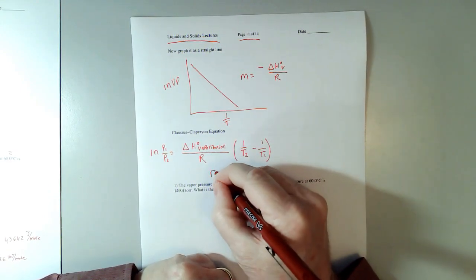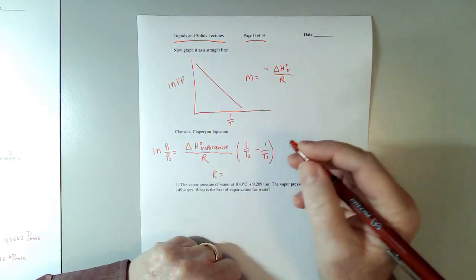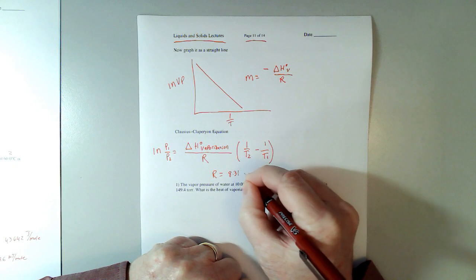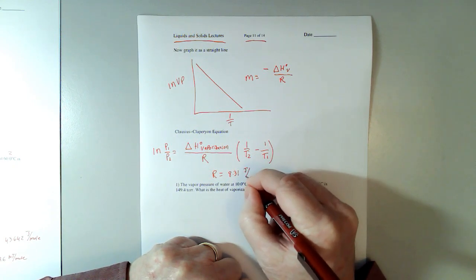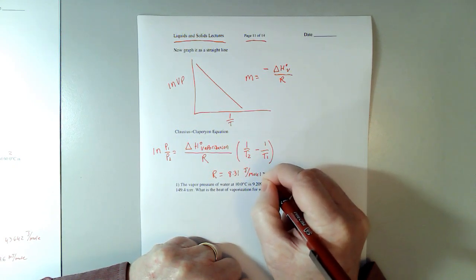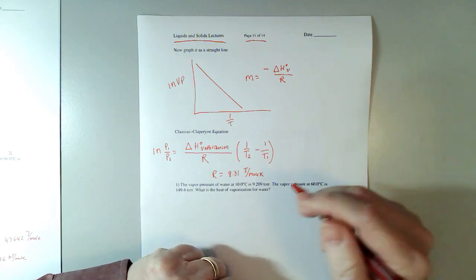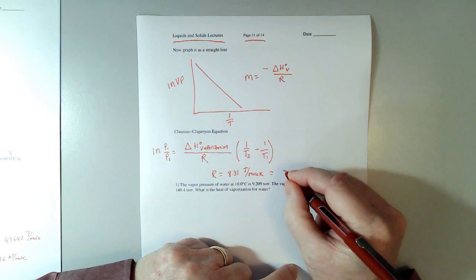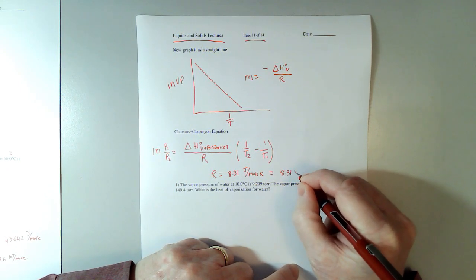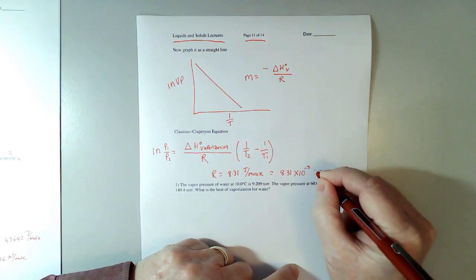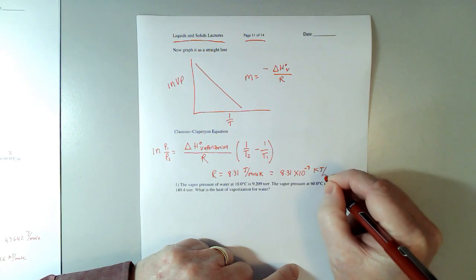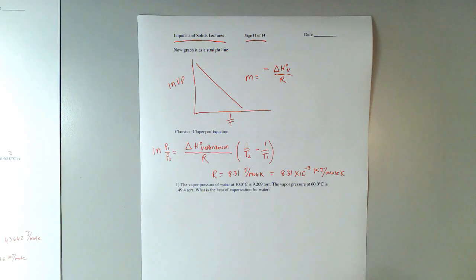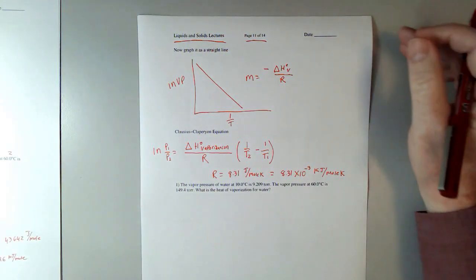Now R, because we want this to be in kilojoules or joules, is going to be 8.31 joules per mole K instead of the 0.0821 liter atmosphere per mole K that we used back in gases. We can also do it as 8.31 times 10 to the negative third kilojoules per mole Kelvin. Both of those work fine.